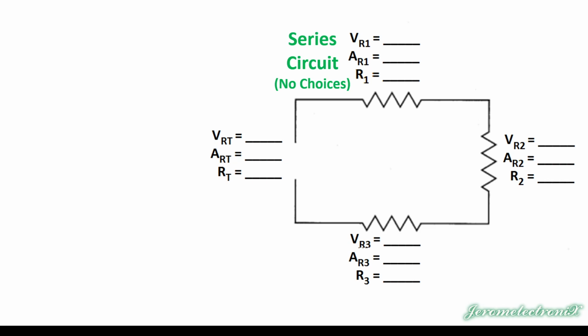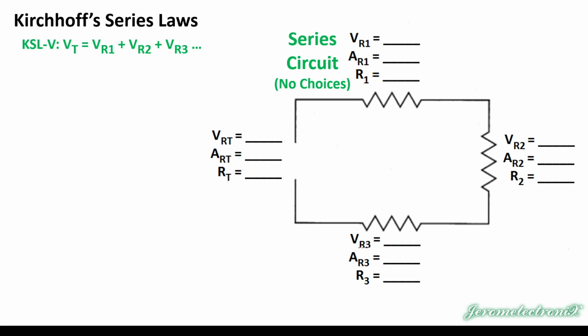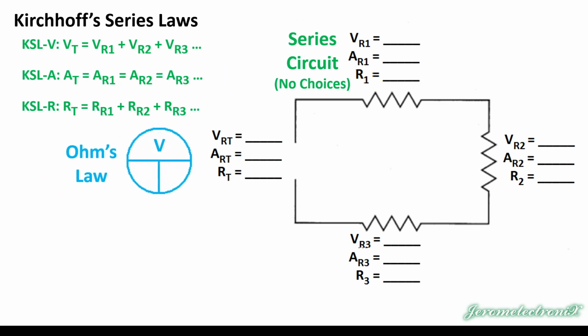This is a series circuit because there's only one path for electrons. There's no choices for the electrons. Every electron has to go through every component. Kirchhoff's series laws, if you remember, this is probably the way that Kirchhoff's laws are generally stated. I call them KSLV, KSLR, or KSLA and KSLR. But this is the mathematical way of saying that KSLV is simply add them up. KSLA, if you know one, you know them all. KSLR, add them up, which is the way we learned. Might need Ohm's law here.